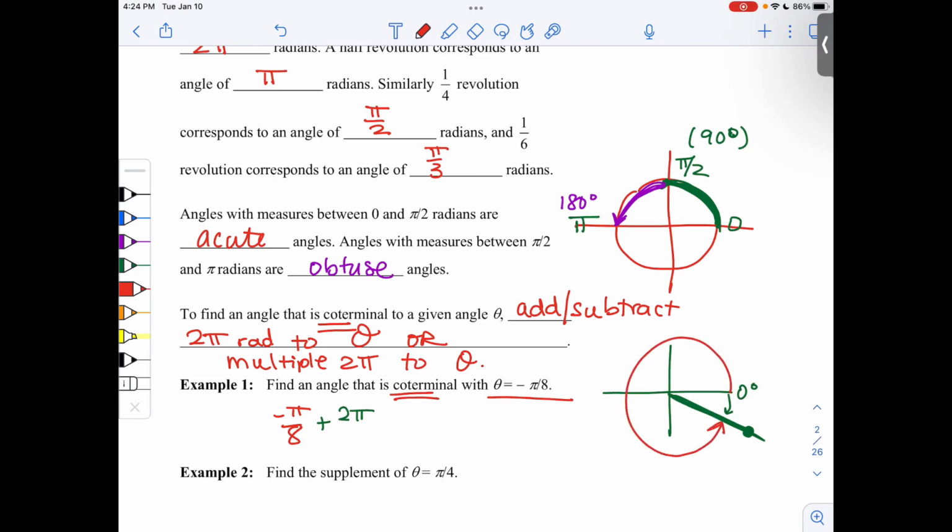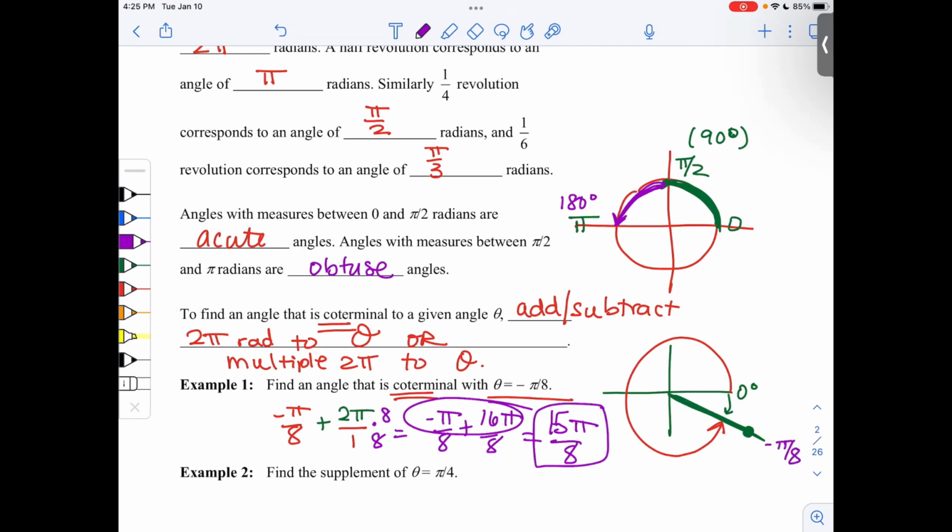So I'm going to add 2 pi. 2 pi right now is over a denominator of 1. Let's multiply that by 8. We get negative pi over 8 plus 16 pi over 8. And if I add these up, I've got 15 pi over 8, which is a coterminal angle to negative pi over 8. So negative pi over 8 is also the same location as 15 pi over 8.